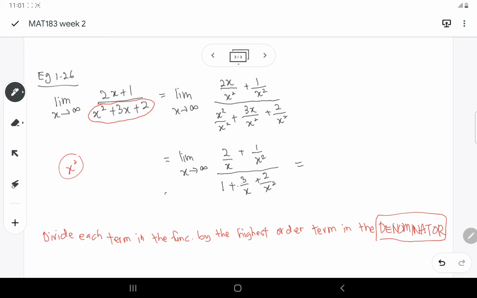So if we apply the same concept, it means that, limit x tends to infinity for this function, 2 divided by x, maksudnya 2 ni adalah real number and x is the polynomial, x sahaja, eh. So this term will become 0. Then plus this term will also become 0 because it is a fraction, and the upper part is a real number and the lower part is x sahaja, x power of 1, x power of 2, x power of 3, apa-apa x yang ada power of positive number, so it will become 0.